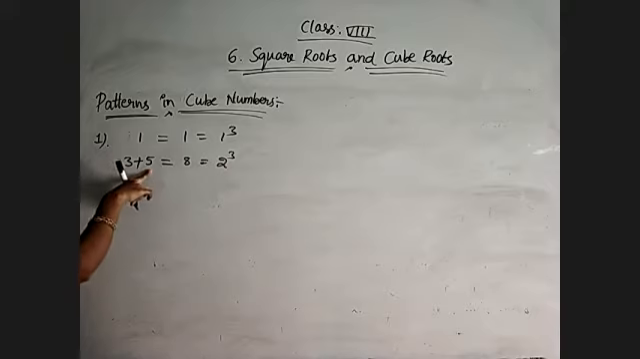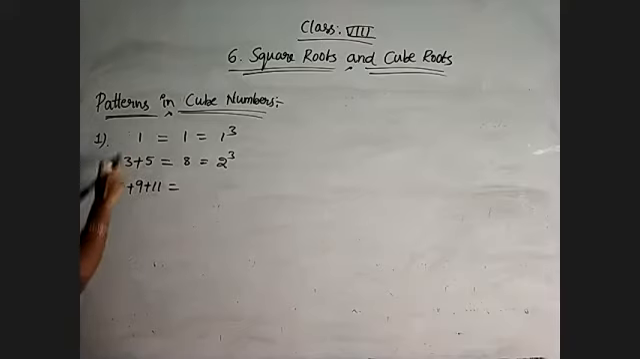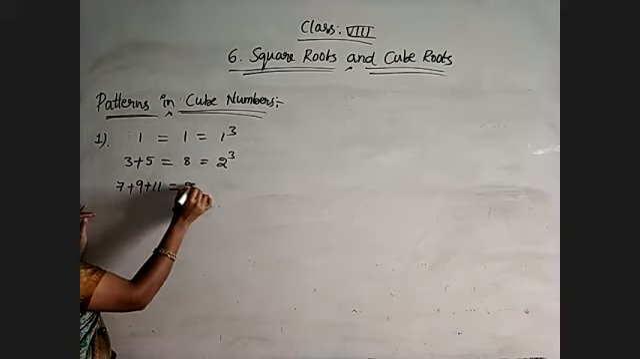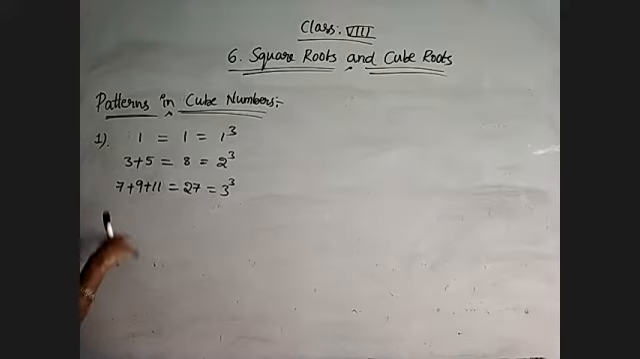And the next consecutive odd number after 5 is 7. 7 plus 9 plus 11, 3 numbers. First step 1 number, second step 2 numbers, and third step 3 numbers. And here we are taking the next consecutive odd numbers. Only odd numbers. So 7 plus 11 plus 9, 20. 20 plus 7, 27. 27 is nothing but 3 cube. Yes. What will be the next step?